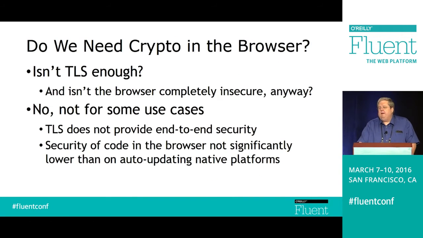So, we've got crypto in the browser now through this API. Why do we need it? Isn't SSL TLS enough? Doesn't that provide security? It turns on a little lock icon. What else is necessary? There are some use cases where TLS does not solve the problem.